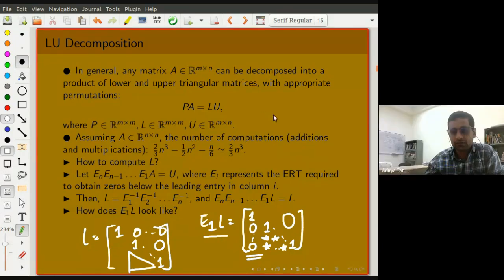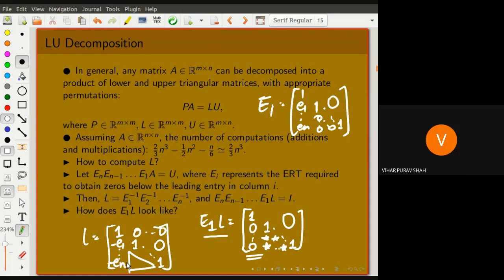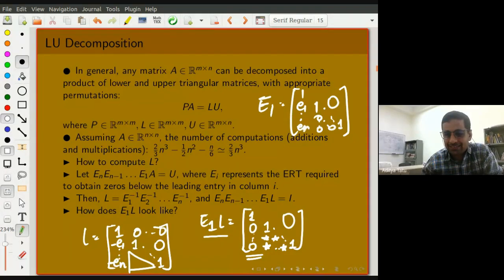Right? So if E1 looks like this, 1, then E1 to En minus 1, and everything else, of course, is 0, because of the way E1 is designed, it only does the work for the first column. So if this is my E1, the first column of L has to be this. Sir, won't it be E1 to En minus 1? Oh, sorry, yes, En minus 1 here as well.